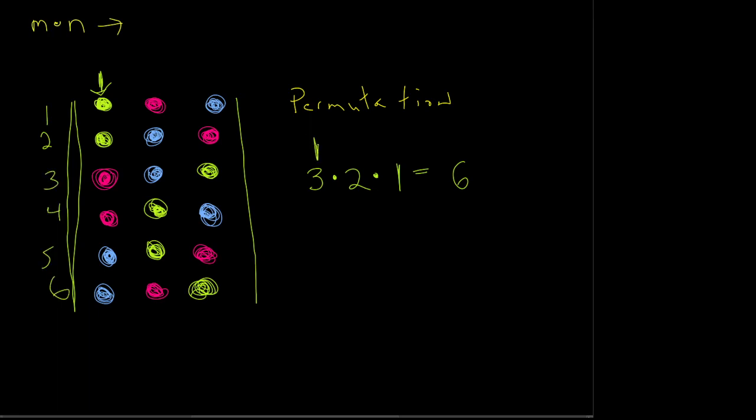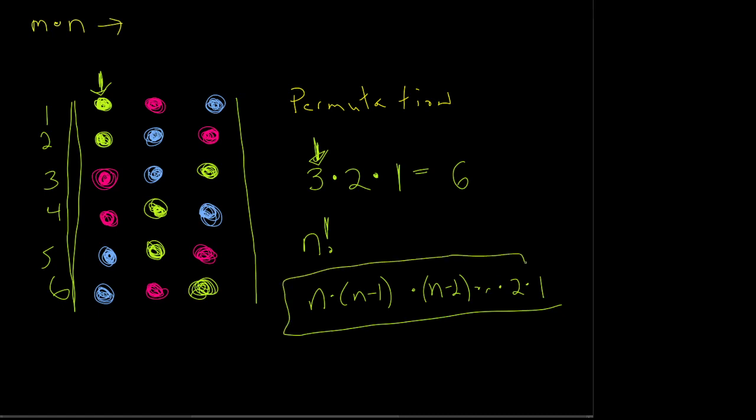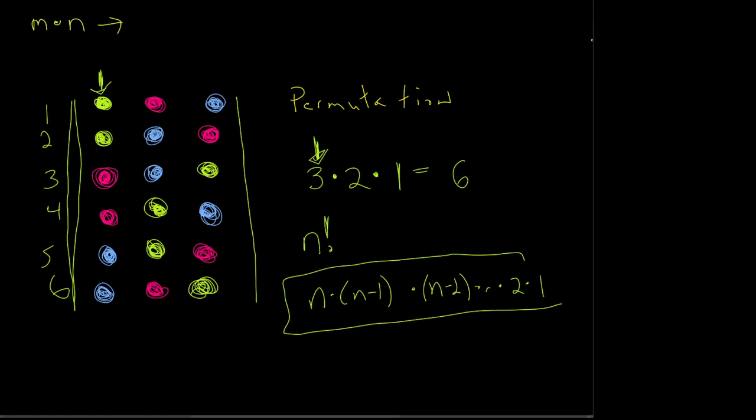And so this multiplication of permutations is called the factorial. And we usually represent it with an exclamation point. And what it does is it does the number n times n minus 1 times n minus 2 all the way down to 2 and 1. And so it's a series of multiplication, and it's multiplying all the different possibilities.